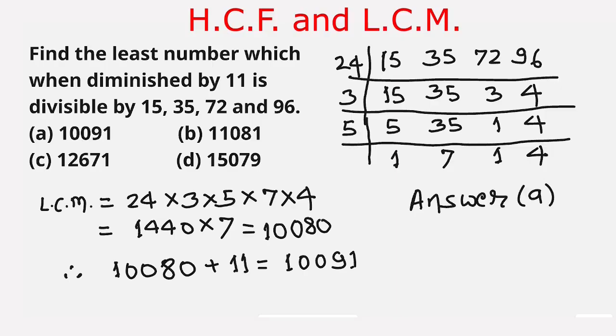And from the given options, our answer is option A, 10091. I hope you have understood the shortcut method of finding the answer from the options and the regular method by which we have solved this question.